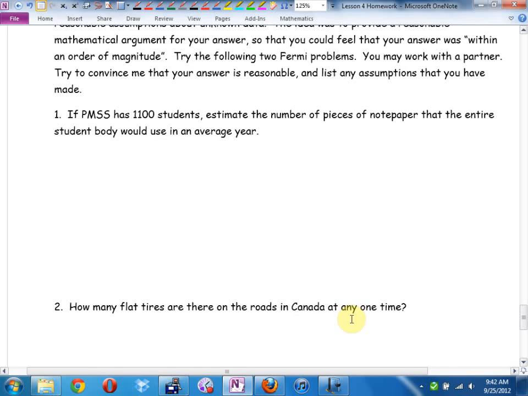First question. If Pitt Meadow Secondary School has 1,100 students, you know what? Cross that out. We're actually at about 850. But let's go with 1,000, a nice round number, a Fermi number. How many pieces of note paper do you think the entire student body uses in 1 year? How much paper do we go through? And give me some kind of an argument. In other words, don't just say, I think the answer is 3,200,000. I want some kind of an argument. Give me your reasoning.